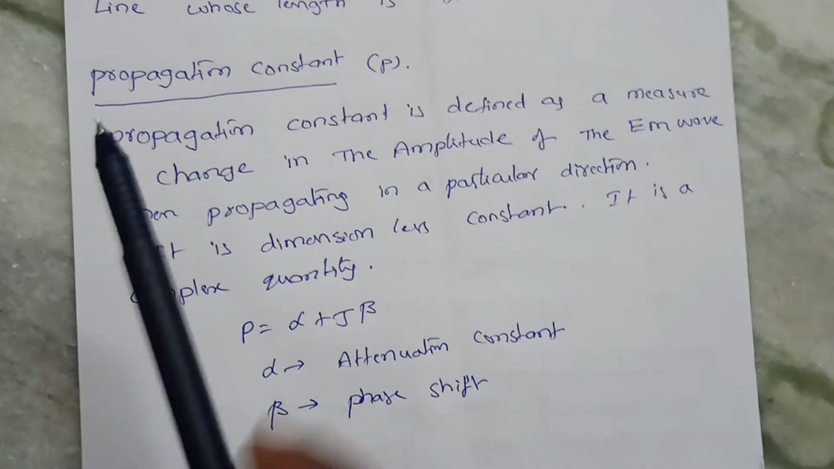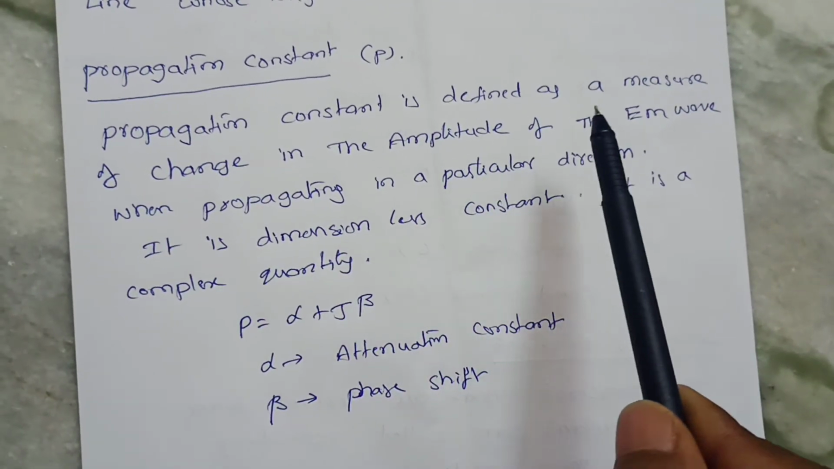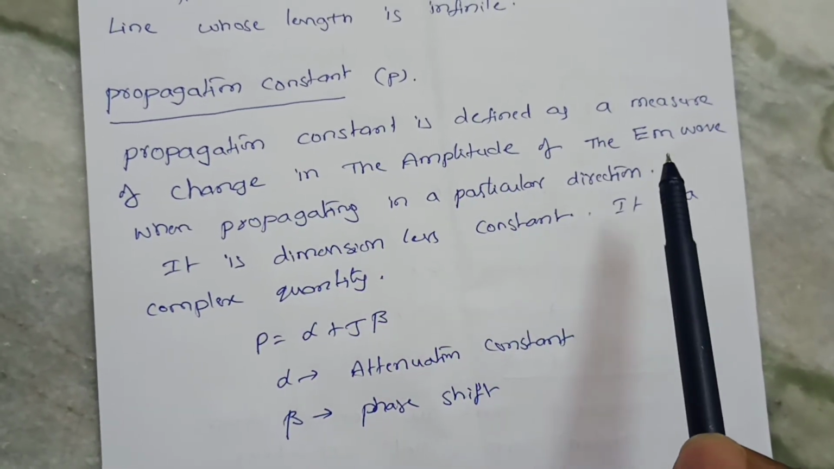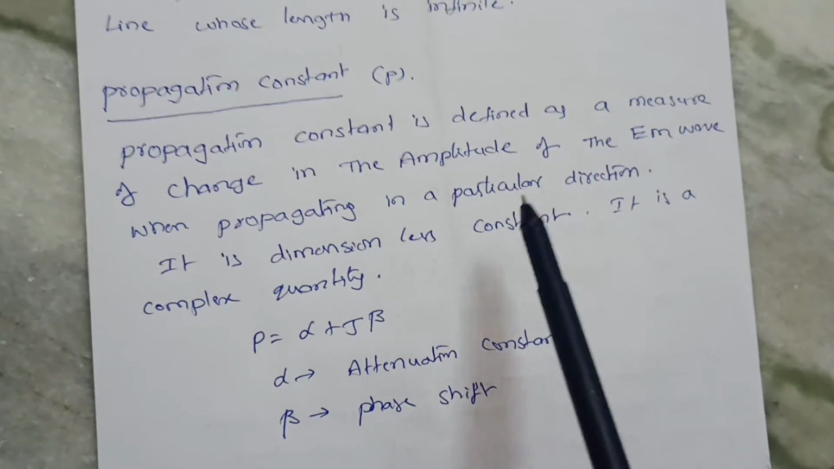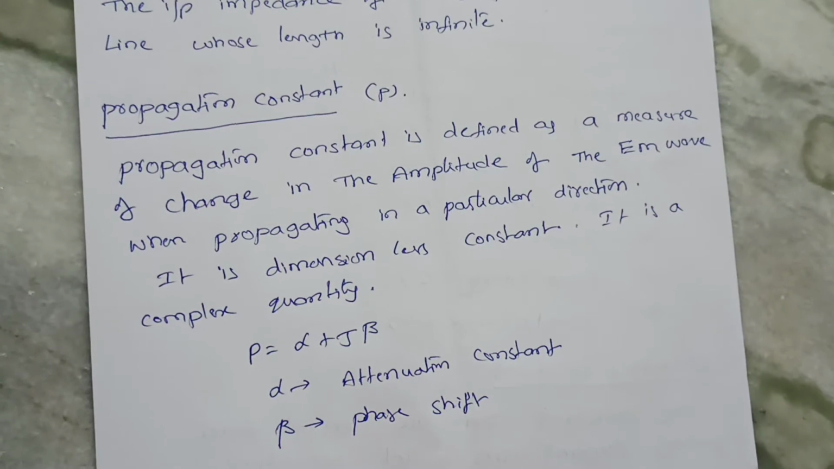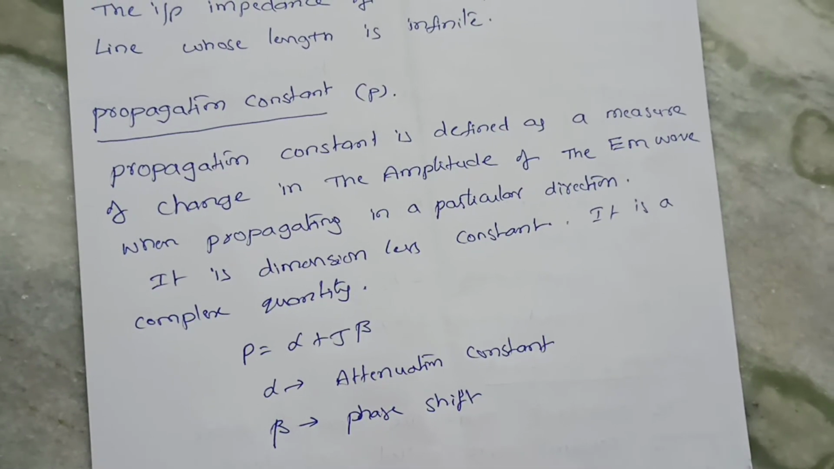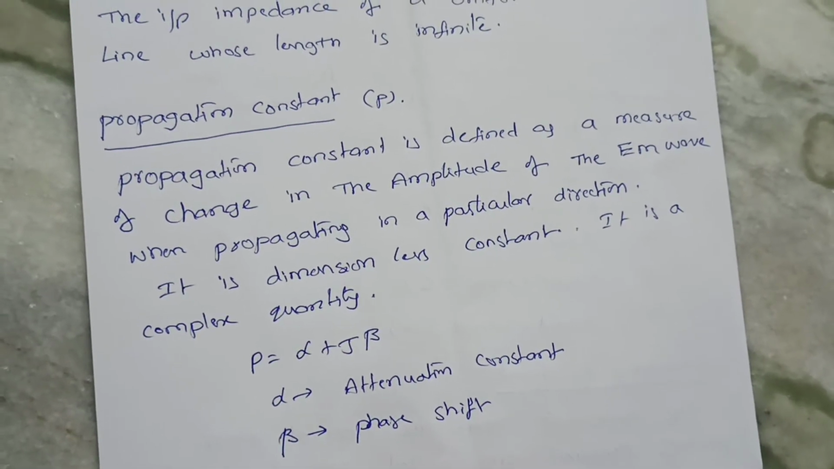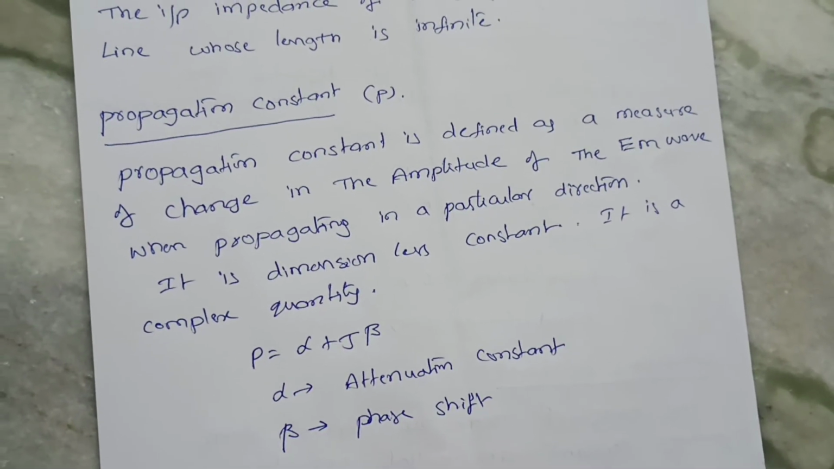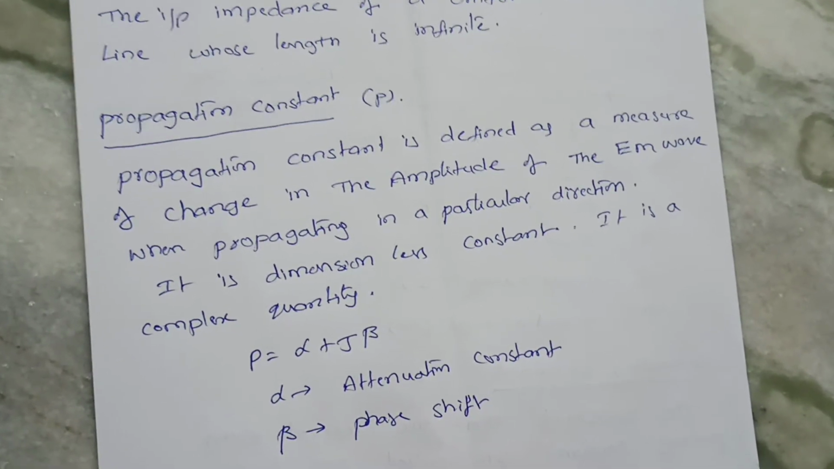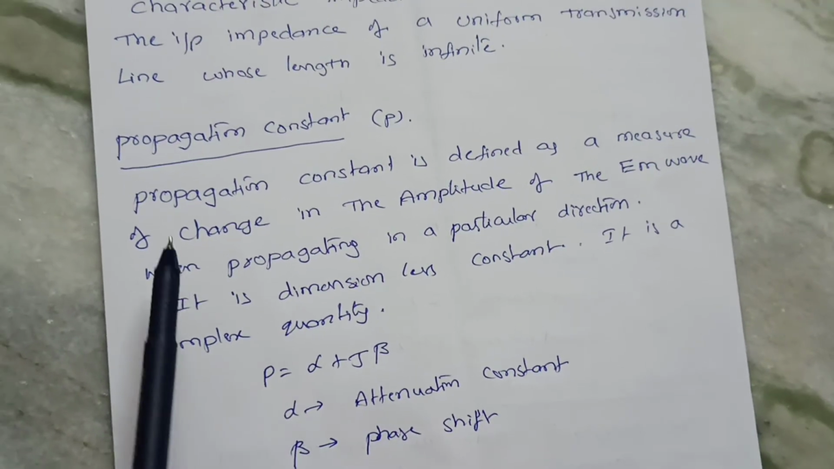And coming to the propagation constant. Propagation constant is defined as a measure of change in the amplitude of electromagnetic waves when propagating in a particular direction. When the electromagnetic waves are propagating in a particular direction, the measurement of changes of amplitude is known as the propagation constant.